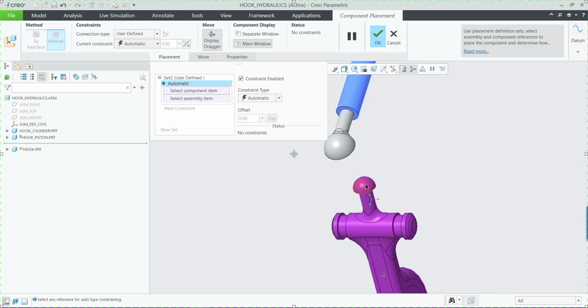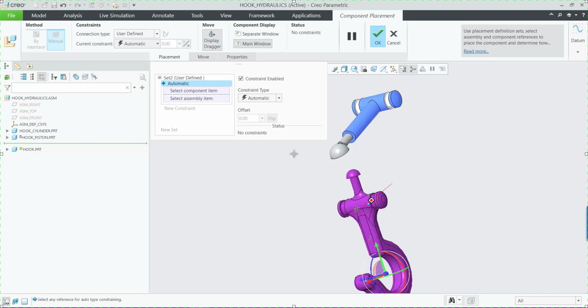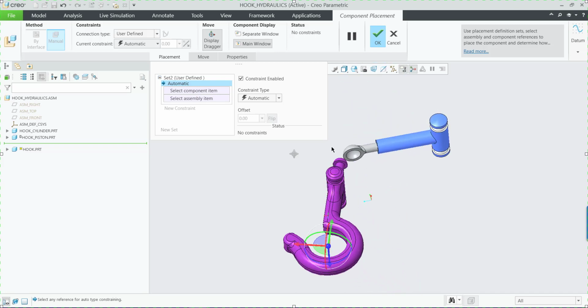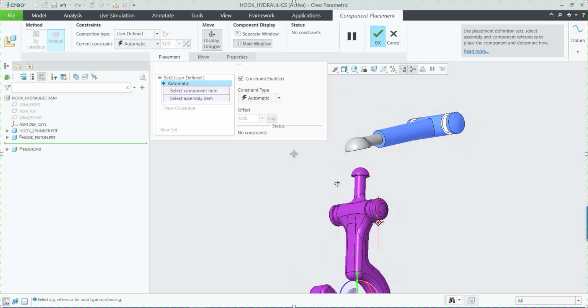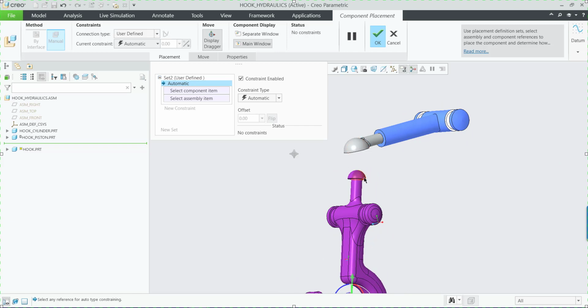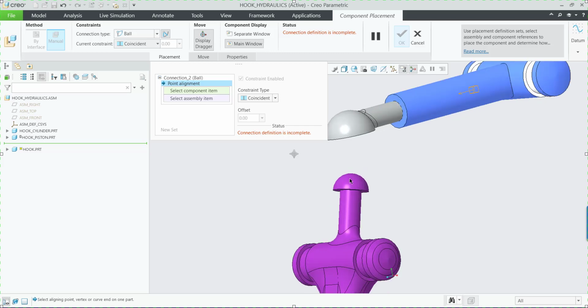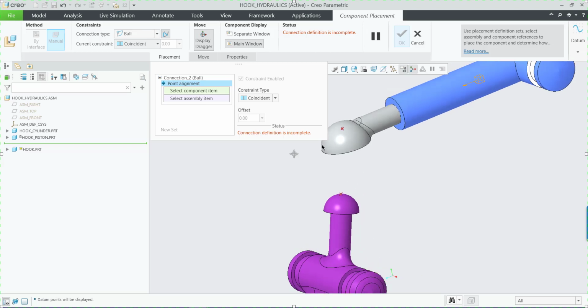So we can see that it is having a spherical surface over here and a similar kind of spherical cutout over here in the hook piston. So the hook has to have a ball joint over there. So for that I will go for a ball joint, and I will just select the points from both the components. So I'm having the points.